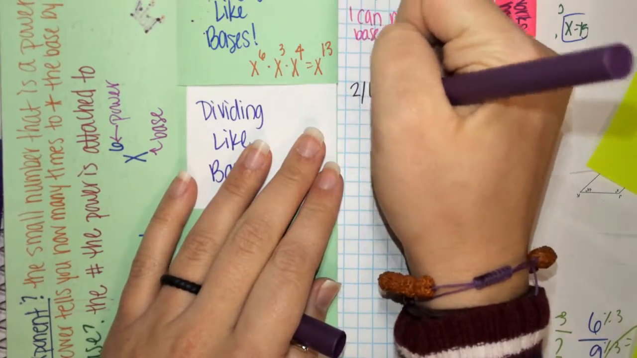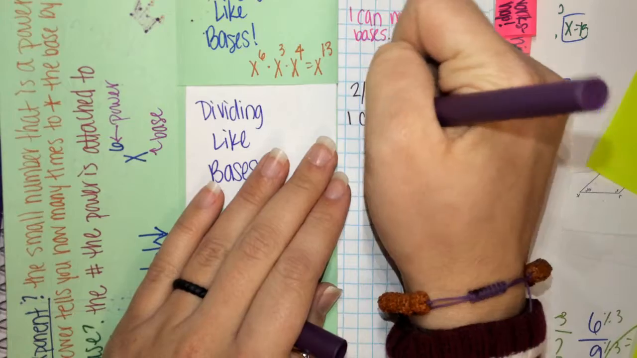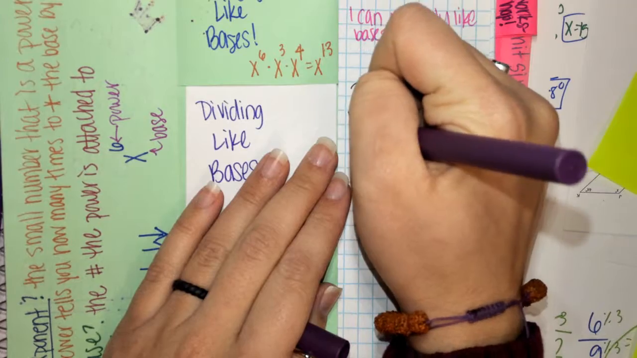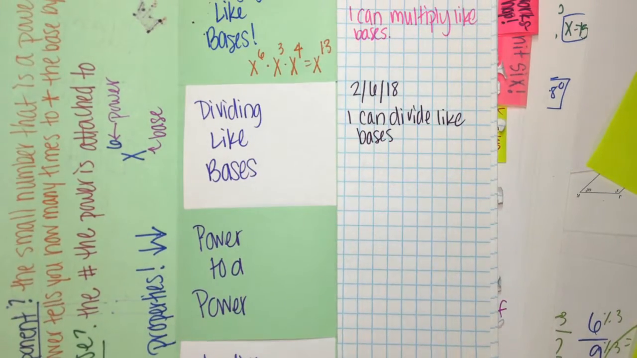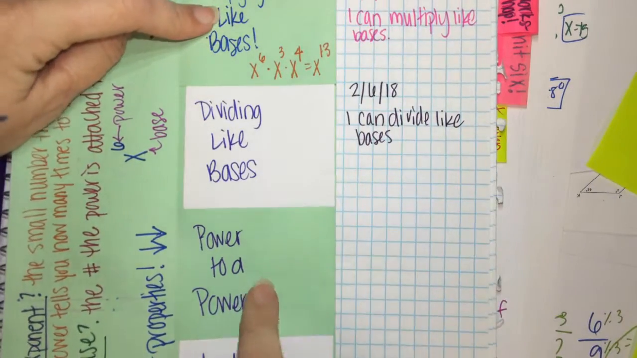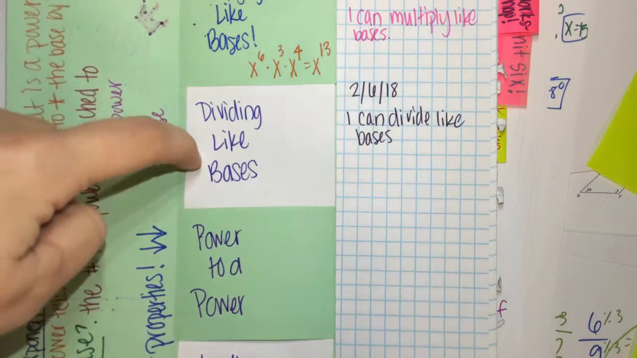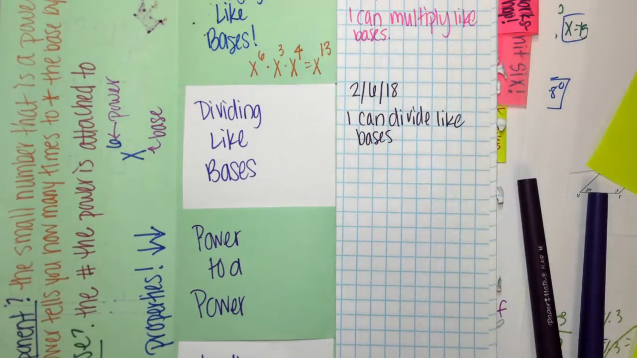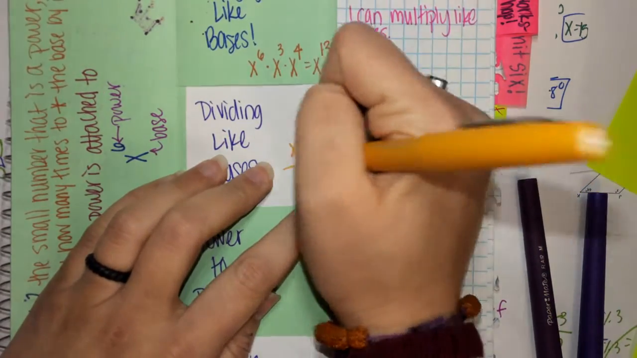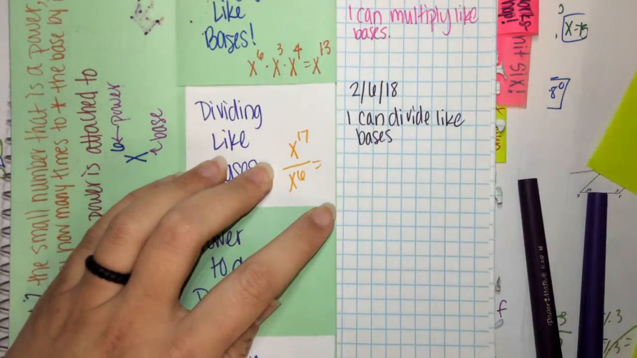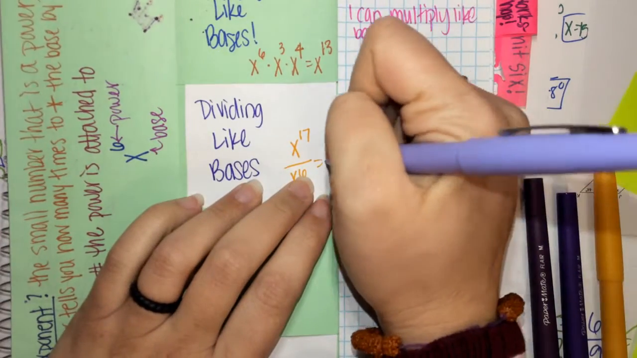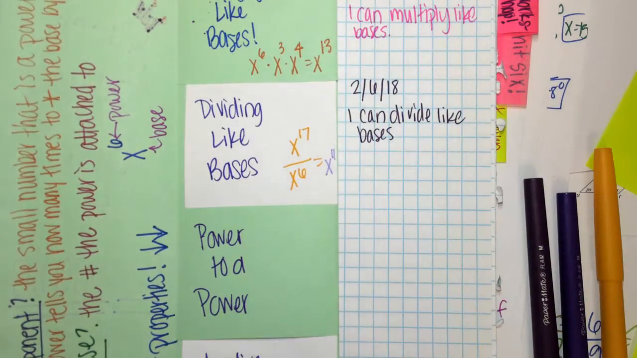Alright, you all wrote today's date, which is the 6th, and I can divide like bases. Now, both of the bottom parts of our foldable go with each of the top parts. So multiplying like bases and power to a power are best friends, and dividing like bases and negative exponents are best friends. So if I have x to the 17th divided by x to the 6th, we know that we're going to have to subtract those. And what are we going to get for our new exponent? 11. Take a point.